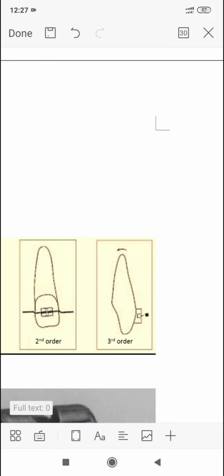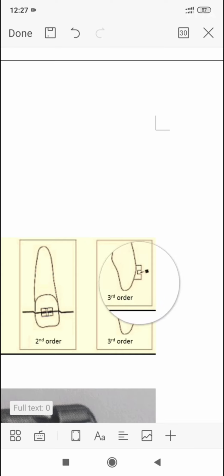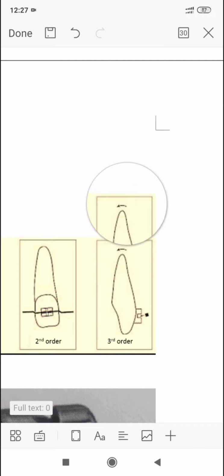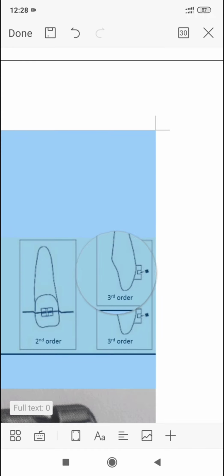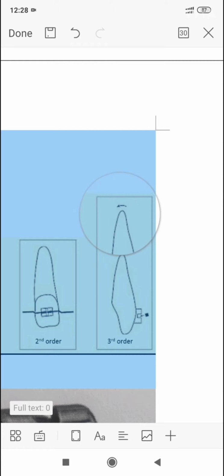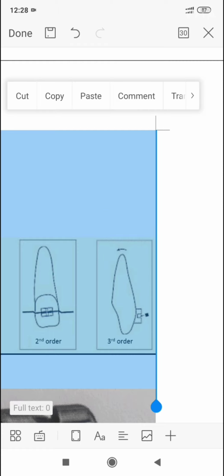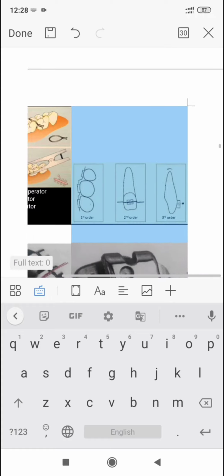Third order, bend or the torque is placed to correct the buccolingual position by moving the roots. See this arrow mark? So the bend or the torque is placed to correct the buccolingual, so in this case labiolingual position by moving the roots. It is placed by the twist wires.